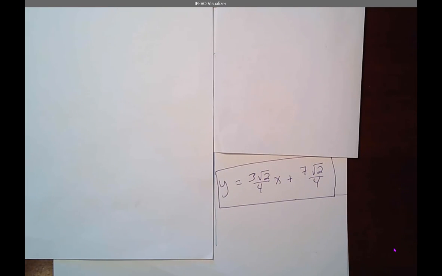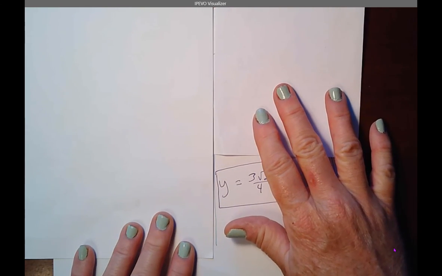Y equals 3 square root of 2 over 4 x plus 7 root 2 over 4. All right, yes, it's not very pretty. And remember, I did say that I rationalized the denominator because there was a square root of 2 in it. So now let's go over how I got this, if that is not what you got.